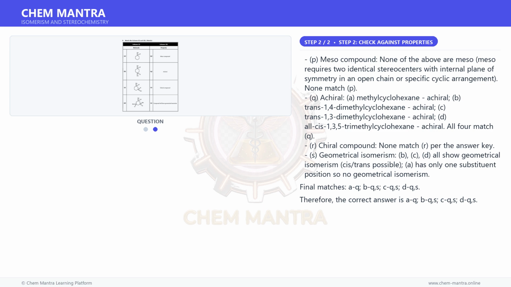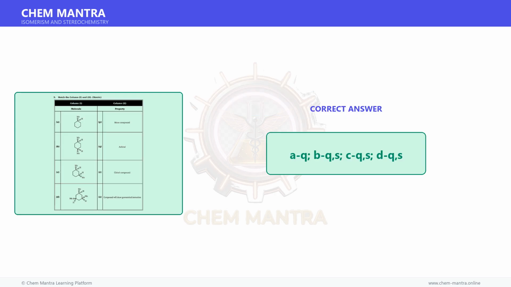S, geometrical isomerism. B, C, D all show geometrical isomerism. CIS-trans isomers are possible. A has only one substituent position, so no geometrical isomerism. Final matches: A to Q, B to Q and S, C to Q and S, D to Q and S. Therefore, the correct answer is A-Q, B-Q,S, C-Q,S, D-Q,S. The correct answer is shown on screen.